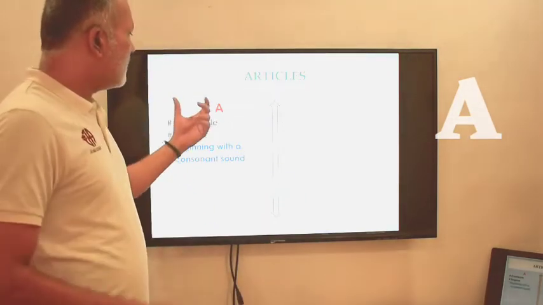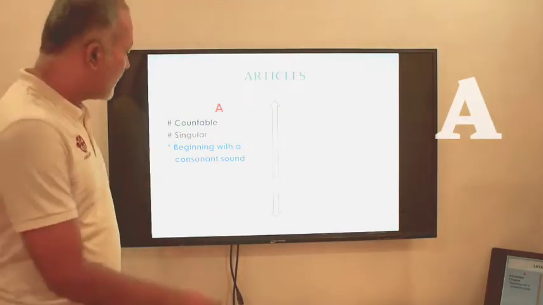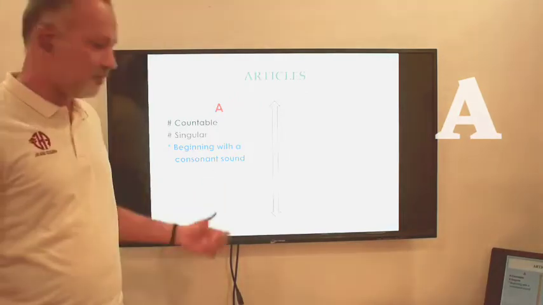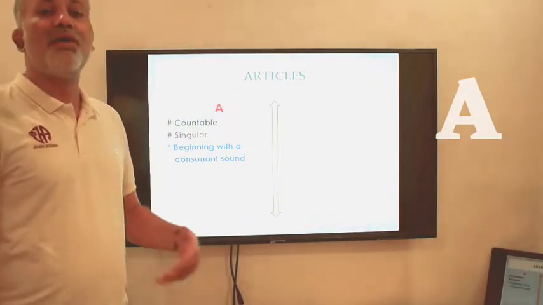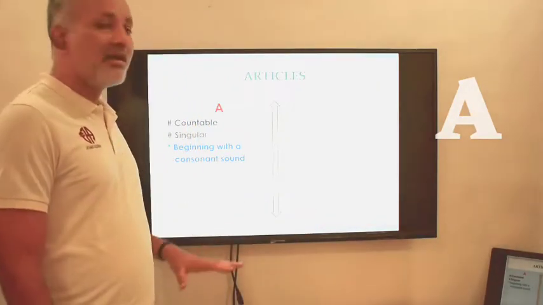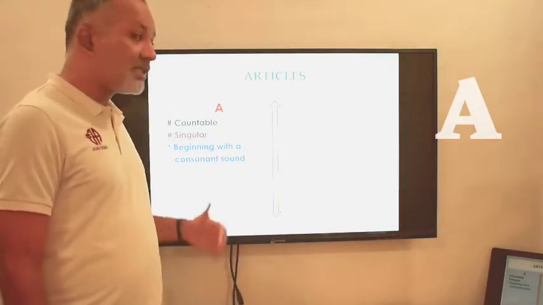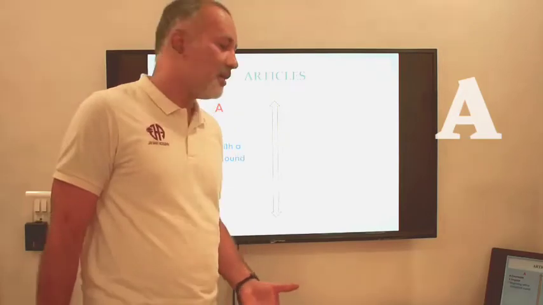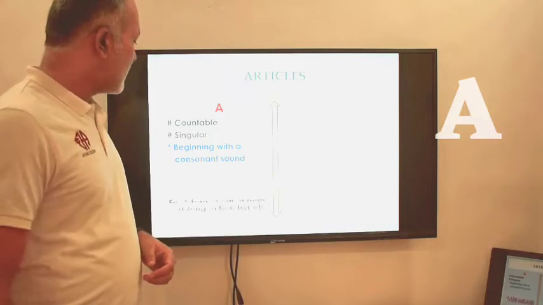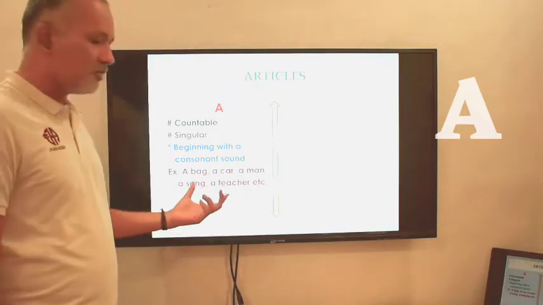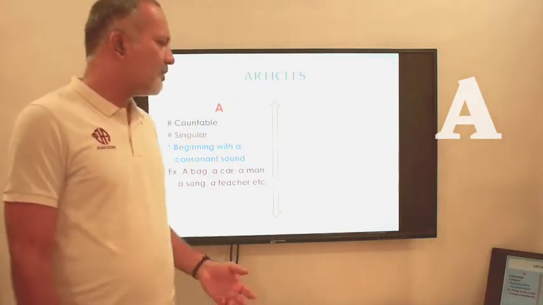Now a is used before countable singular noun beginning with a consonant sound. consonant sound से शुरू होना चाहिए. 26 letters है. Out of them 5 are vowels and rest are consonants. तो consonant के पहले इसको आप यूज कर सकते हैं. consonant sound से शुरू होने वाले noun के पहले इसको यूज कर सकते हैं. For example, you can use it with the following nouns like a bag, a car, a man, a song. All of them start with consonant sound. Not need to go in much detail of them.